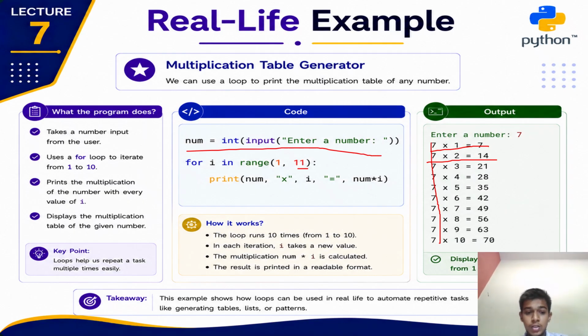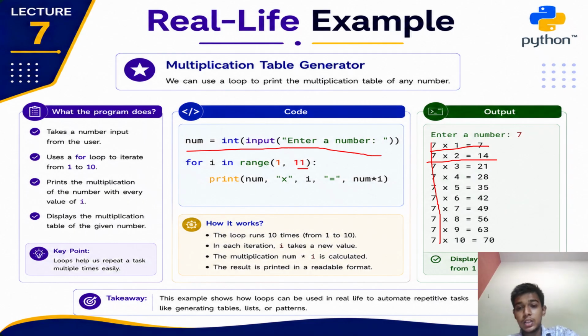So how does it work? Notice that the loop repeats 10 times. In every iteration, the value of i changes. The multiplication num * i is calculated, then the result is printed in a clean, readable format. This is a great example of automation. Instead of writing 10 separate multiplication statements, we write only a few lines of code.